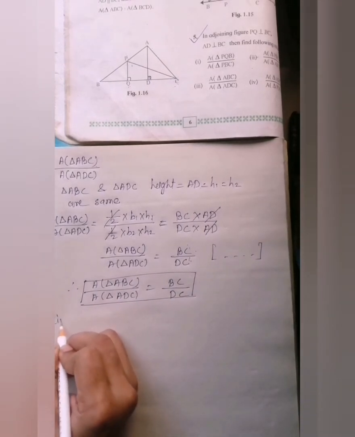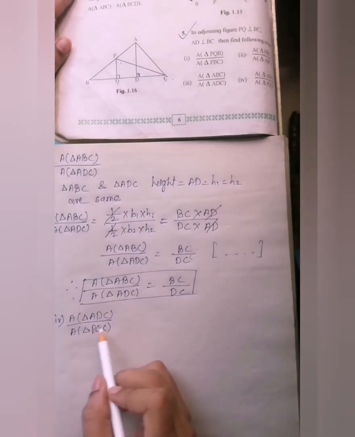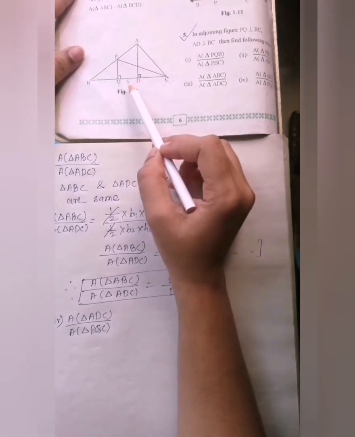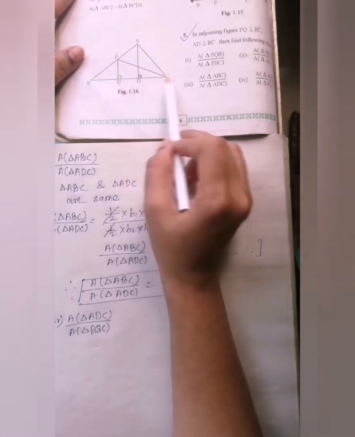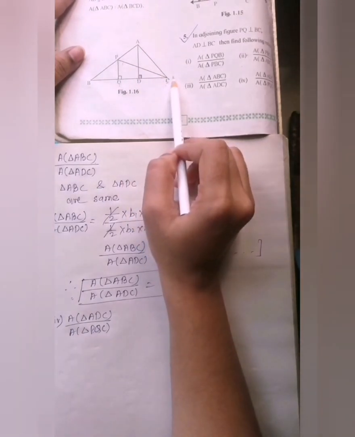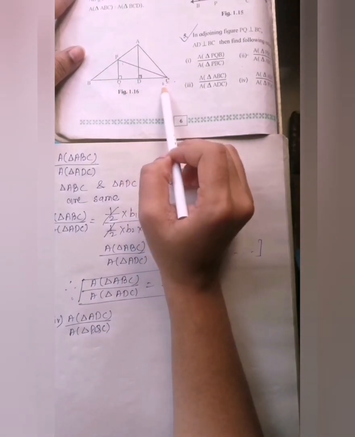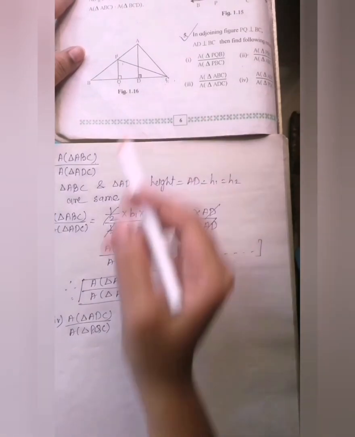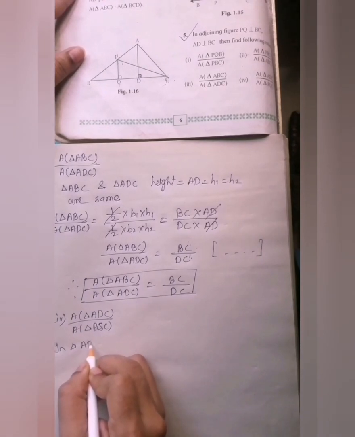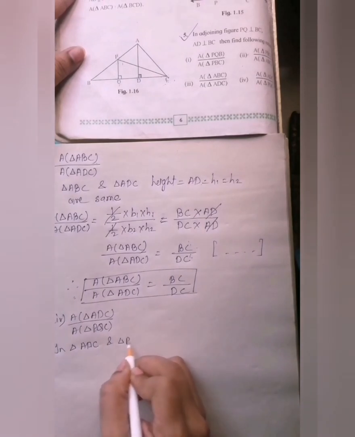Now start with the fourth one, which is area of ADC and the next triangle is PQC. First one is this triangle and the next one is this triangle. There is no common height and no common base, so we have to treat them separately. Students, write down area of triangle ADC and triangle PQC.